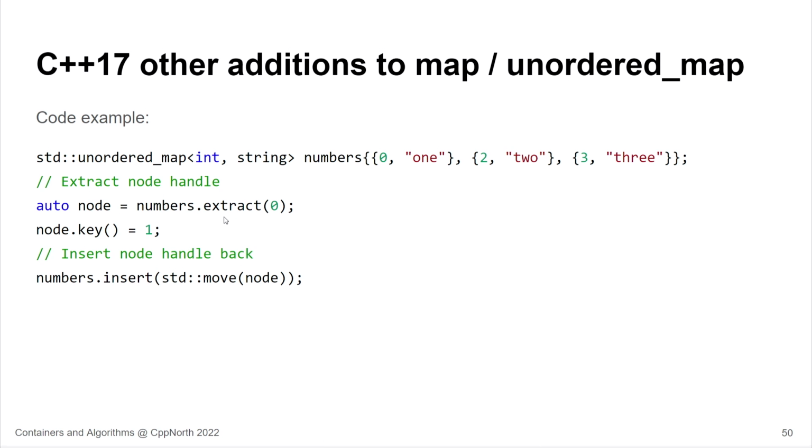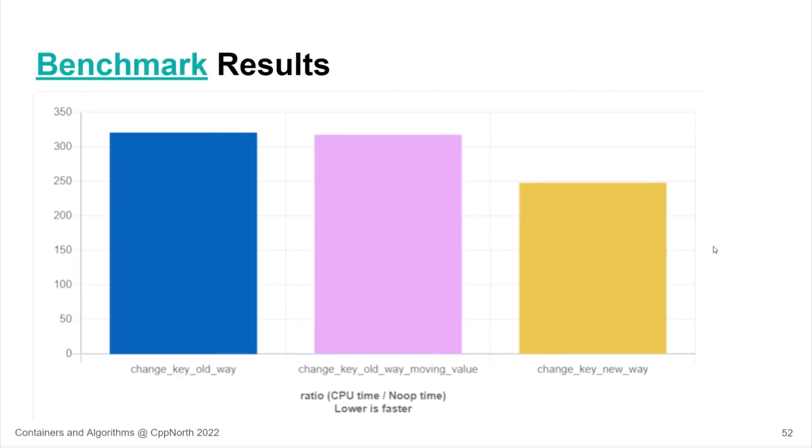So when I called extract, the node was removed from the map. It's not there, okay? We just removed it. And then I changed the key, and then I inserted back the exact node. Now, we could have done that before by erasing and inserting the actual node that we wanted, but this is better. How can we tell? Well, we can benchmark. And again, it is a bit better.